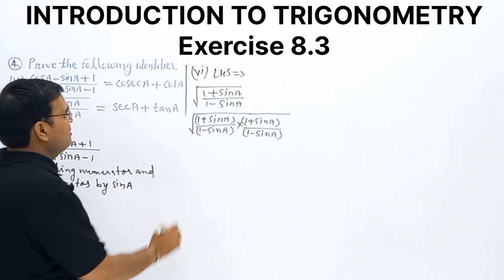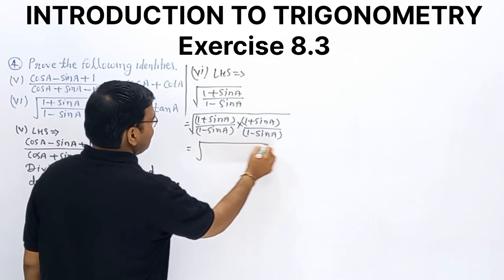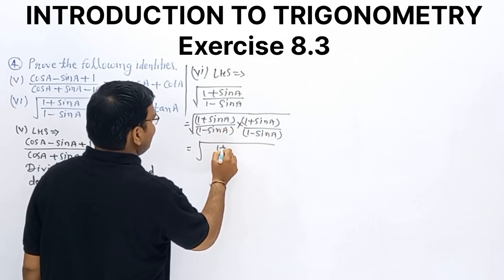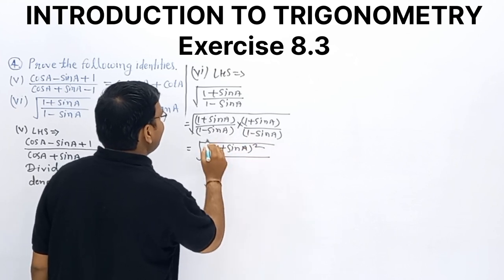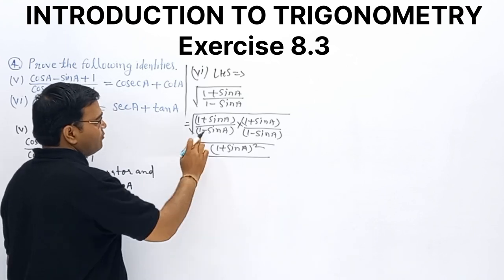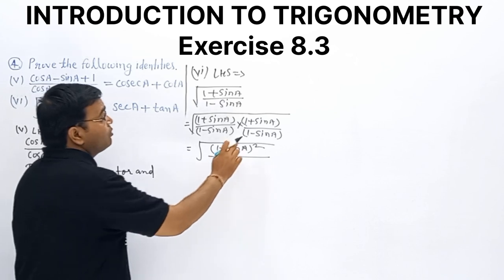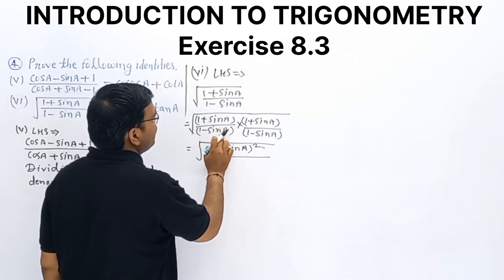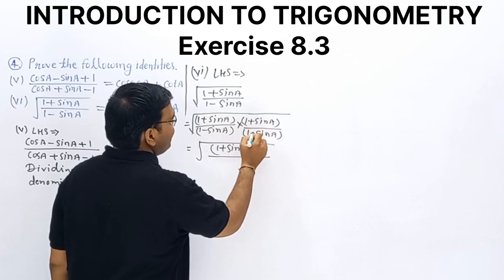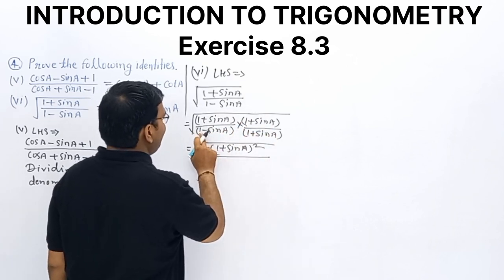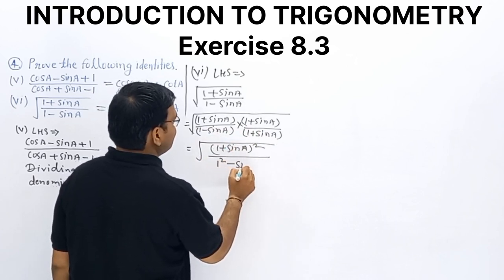Clear? Now in the square root, in the numerator we are having 1 plus sin A, 1 plus sin A, two times, so (1 plus sin A) whole square, divided by the denominator 1 minus sin A. We multiply numerator and denominator by its conjugate, 1 plus sin A. So a minus b, a plus b we are getting in the denominator, so this will be 1 square minus sin square A.